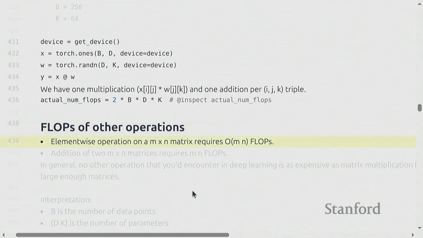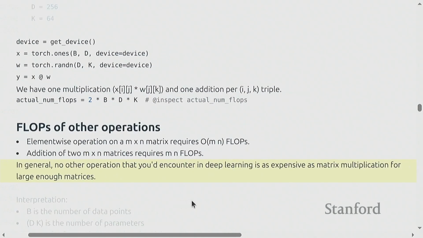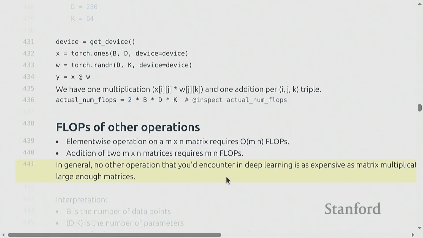The flops of other operations are usually linear in the size of the matrix or tensor. In general, no other operation you encounter in deep learning is as expensive as matrix multiplication for large enough matrices. This is why a lot of the napkin math is very simple, because we're only looking at the matrix multiplications performed by the model. Of course, there are regimes where if your matrices are small enough, then the cost of other things starts to dominate. But that's not a good regime to be in, because the hardware is designed for big matrix multiplication. It's a little bit circular, but we end up in this regime where we only consider models where the matmuls are the dominant cost.